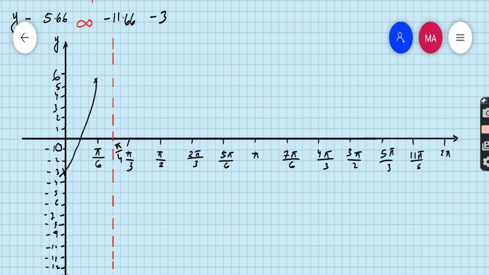Now, the next is pi by 3. For pi by 3, the value is minus 11.66. Minus 11, minus 11.5, minus 11.6. At pi by 2, the value is minus 3.